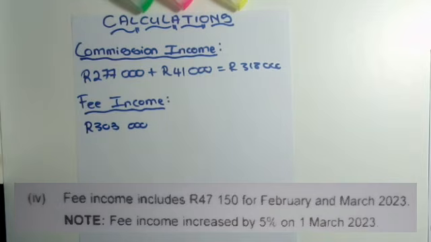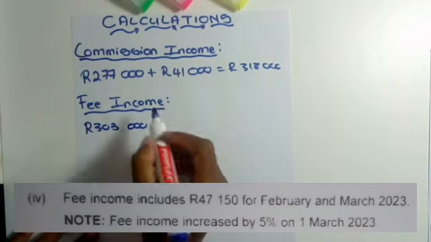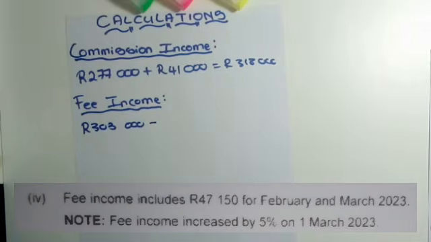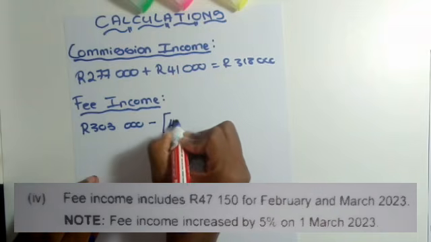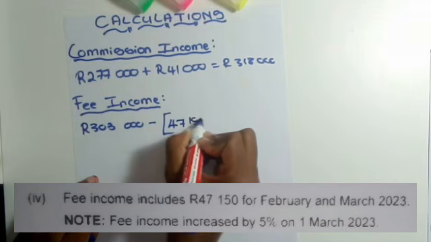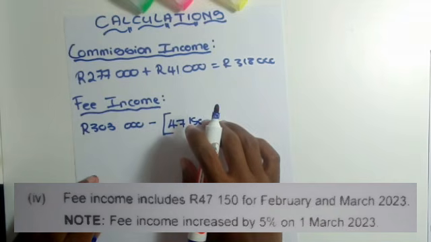So this means that our fee income has been paid in advance, because if it includes the March amount, March belongs to the next financial year. Remember, our year ends on 28 February 2023. So that means that that March figure needs to be subtracted out of this 303. Now, how are we going to find that figure that needs to be subtracted? It means we are now going to deal with the amount that was given to us in the information, which is 47,150. This amount is for February and March.